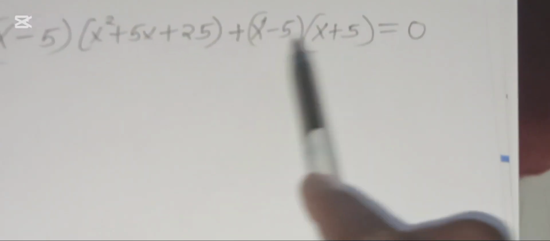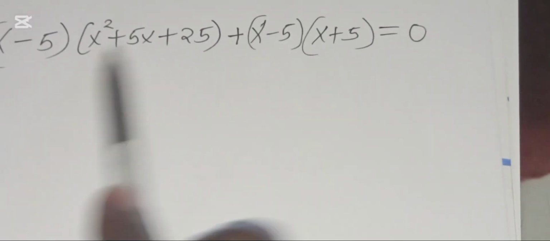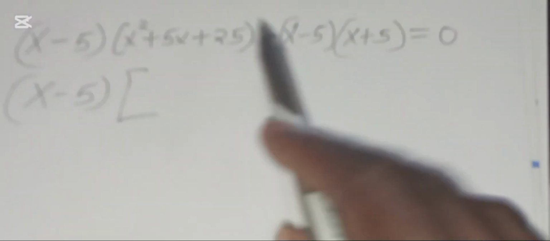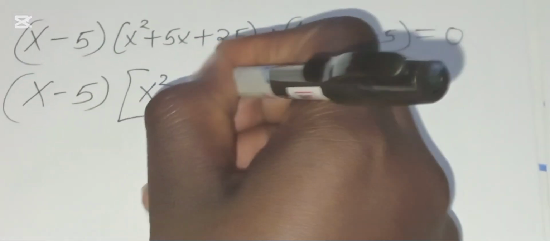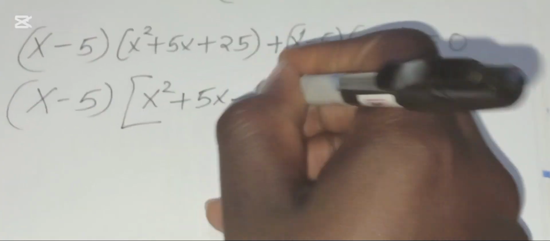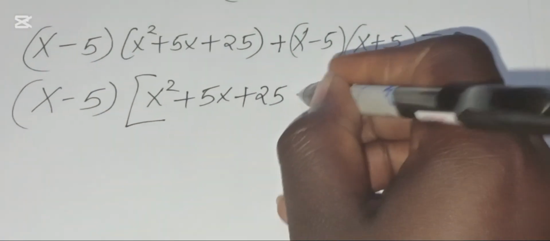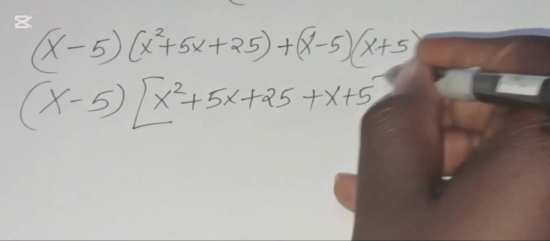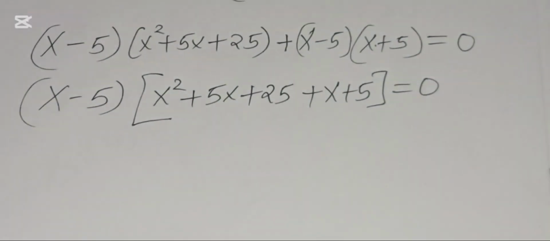Now as you can see, x minus 5 in the first part is also the same here. We have in the second part, we have x minus 5. So we factor out x minus 5, so that we are going to have x squared plus 5x plus 25 plus x plus 5, this is equal to 0.